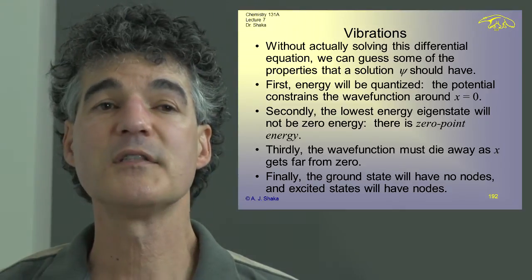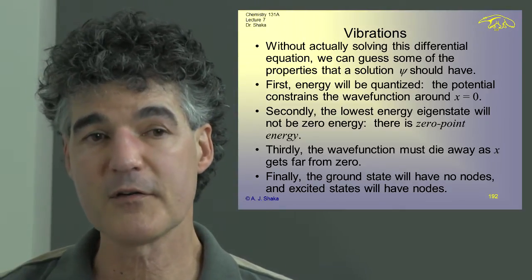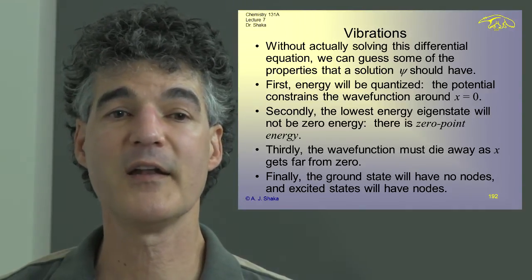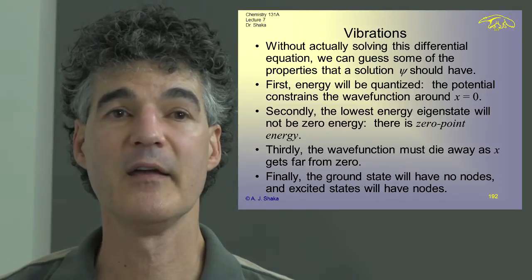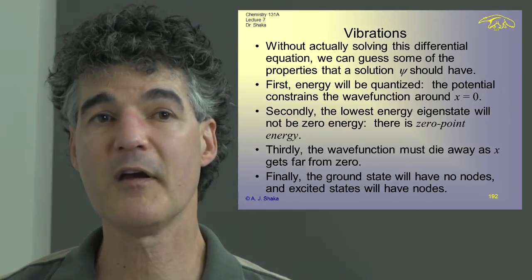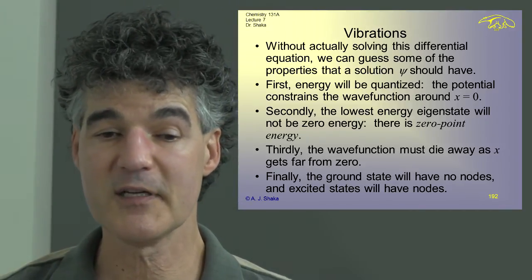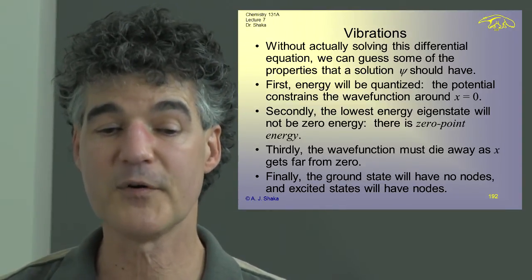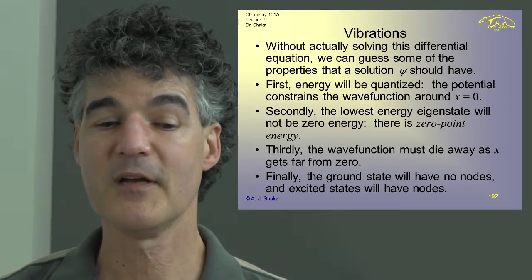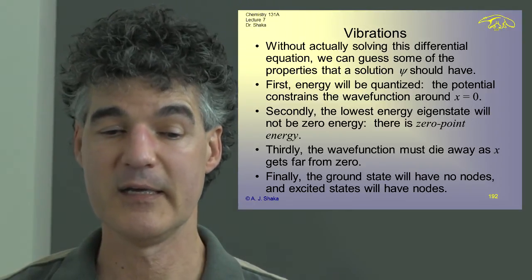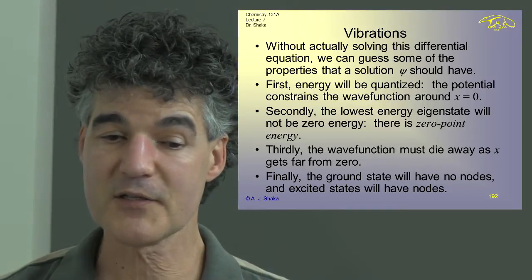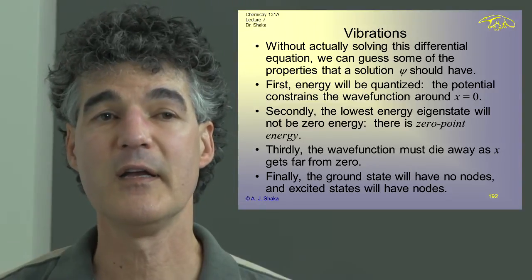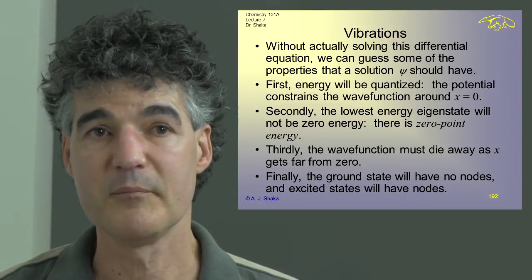Secondly, the lowest energy eigenstate can't be zero energy. It wasn't zero energy for the particle in a box either. The problem is if we picked zero there, the wave function went away, and we have a similar problem here. If we want to have a real wave function, it's going to have to satisfy the uncertainty principle, and therefore it's going to have non-zero p squared, and it has non-zero x squared because it's not an infinitely narrow box, and therefore it's going to have non-zero energy.